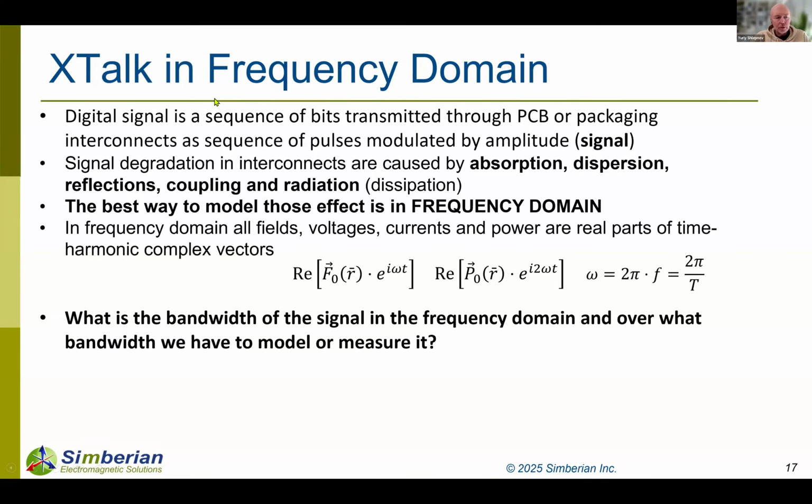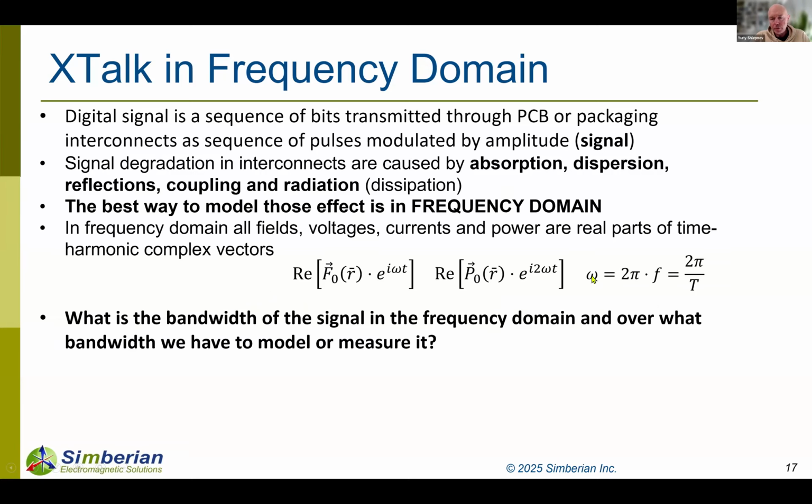So, frequency domain. This is where everything interesting happens. The digital signals are a sequence of modulated pulses. It's technically a time domain signal, but everything that happens with the signal, absorption, dispersion, reflection, coupling, and radiation, the best way to simulate it is in the frequency domain. The frequency domain is a harmonic solution of Maxwell's equations. Basically, this is the math behind it.